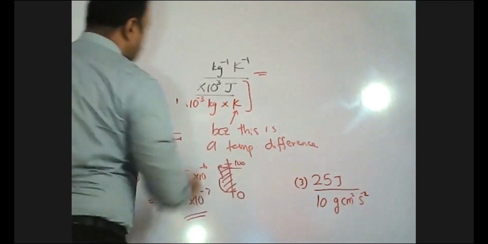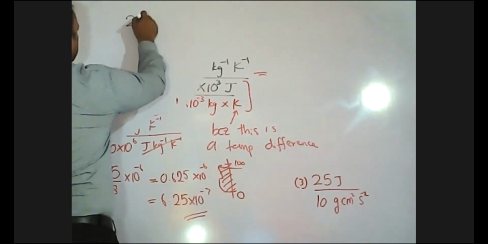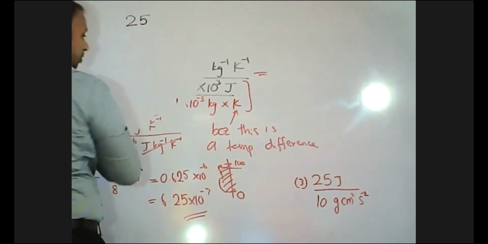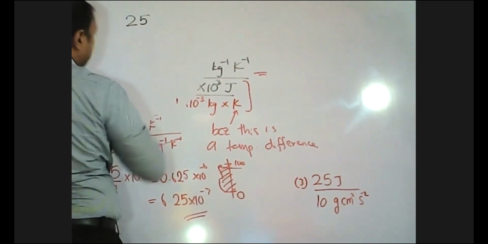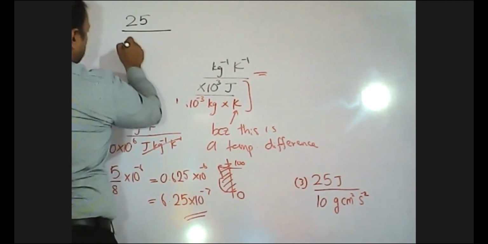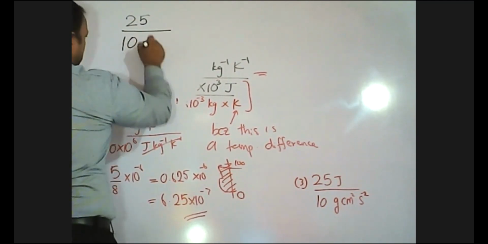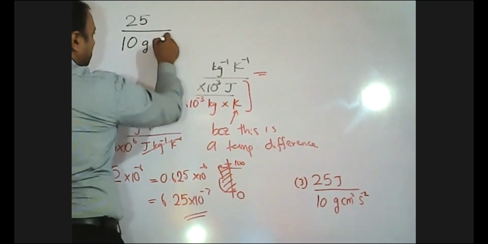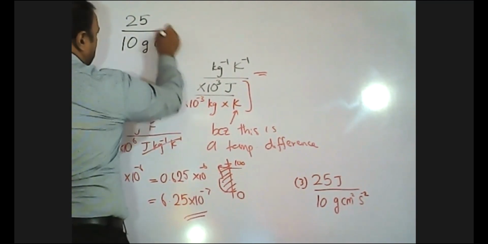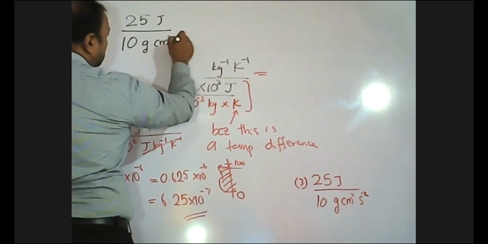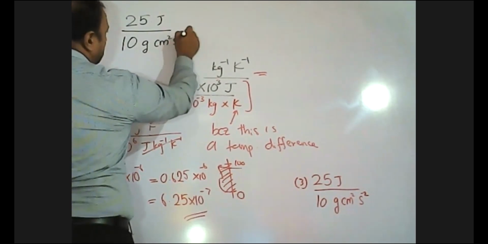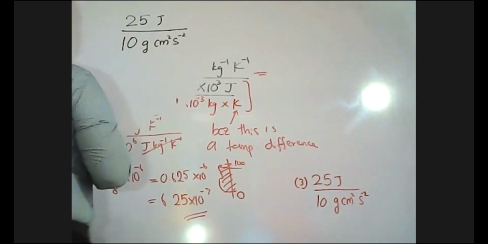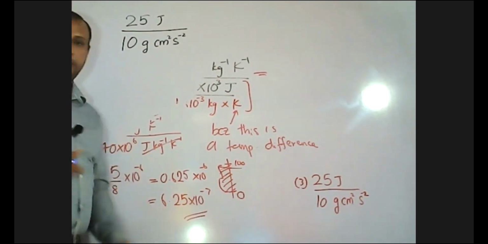The next one, 25 joule over 10 gram centimeter squared per square second.